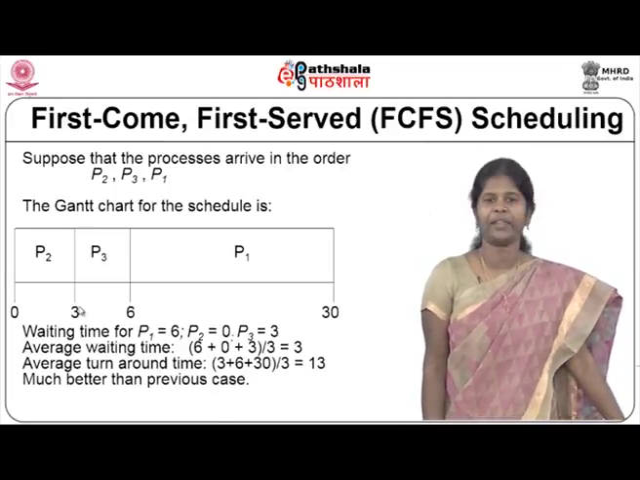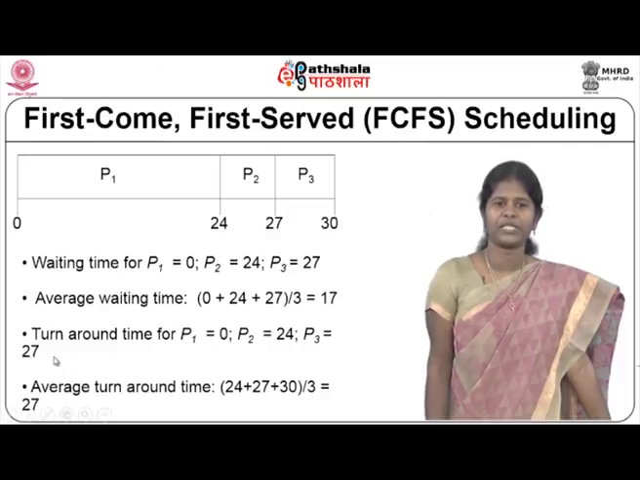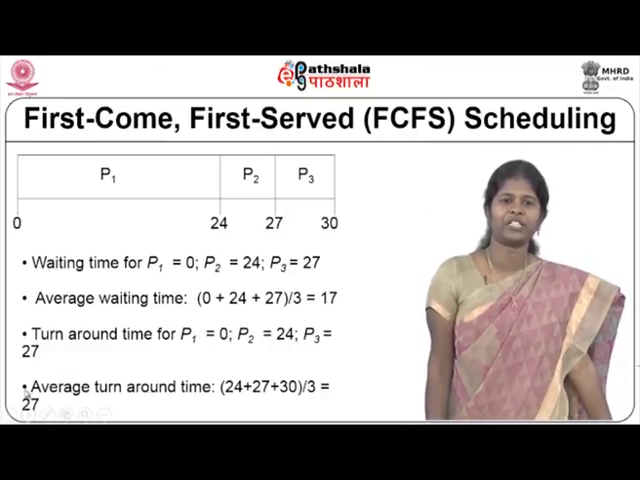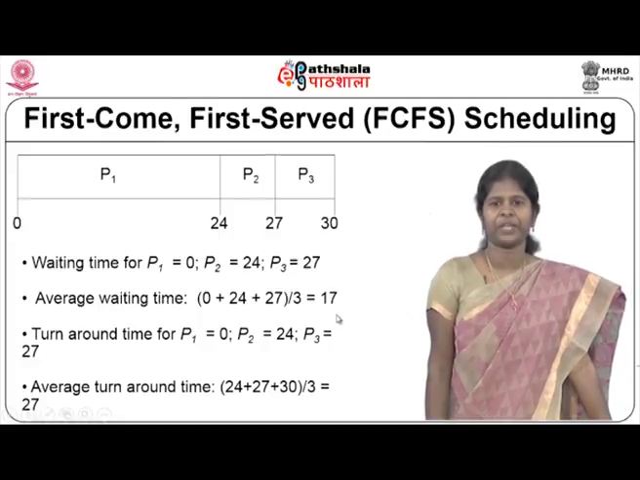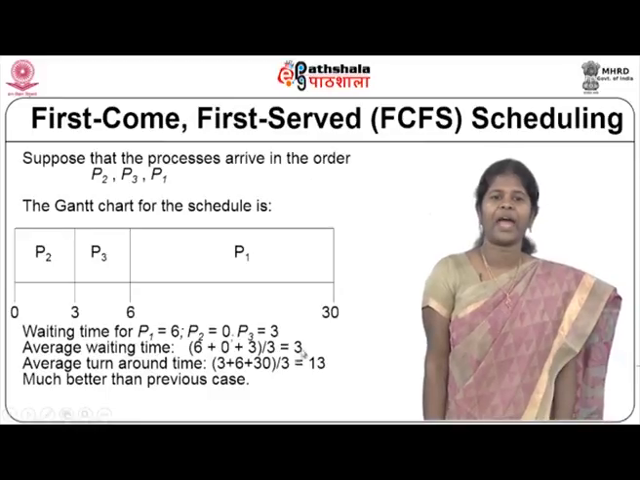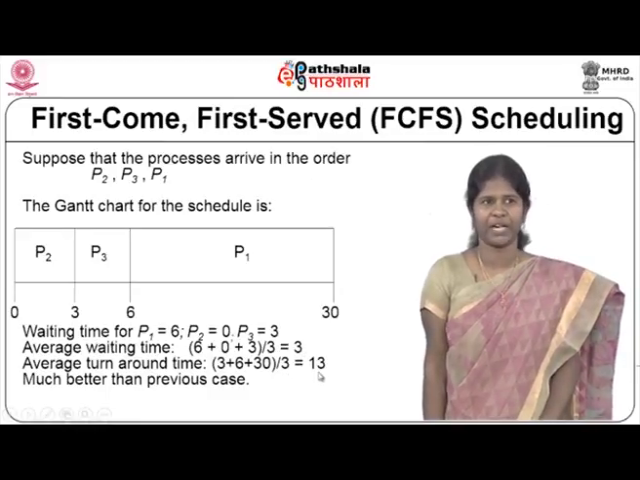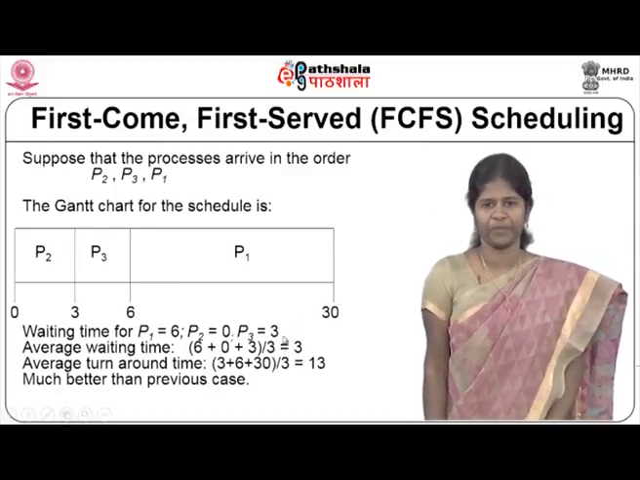So, here we find that the average turnaround time is reduced compared to the previous case. In the previous case, the average turnaround time was 27 and the average waiting time was 17. But now, the average waiting time has become 3 and the average turnaround time has become 13. And hence, we see that this is much better compared to the previous case.